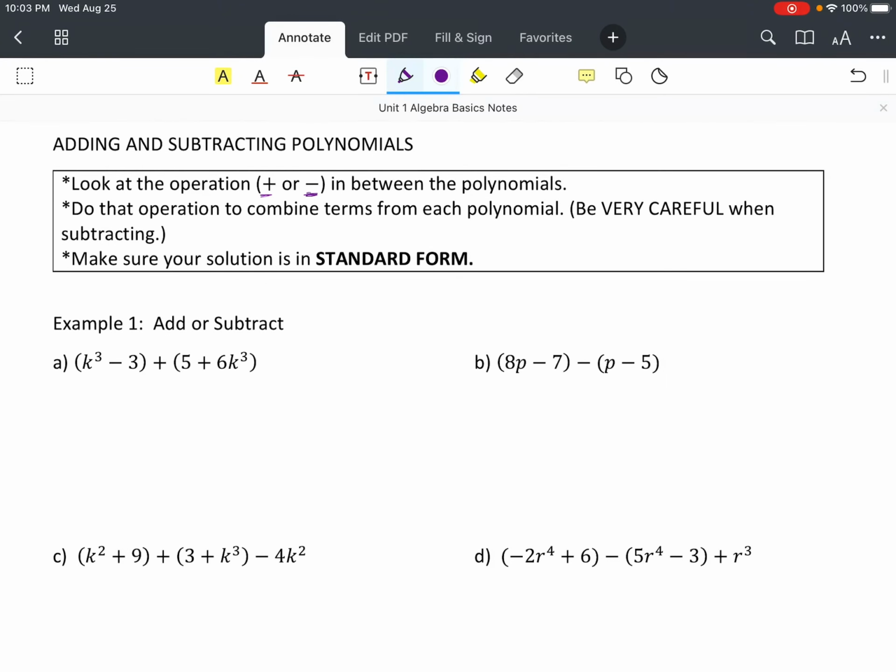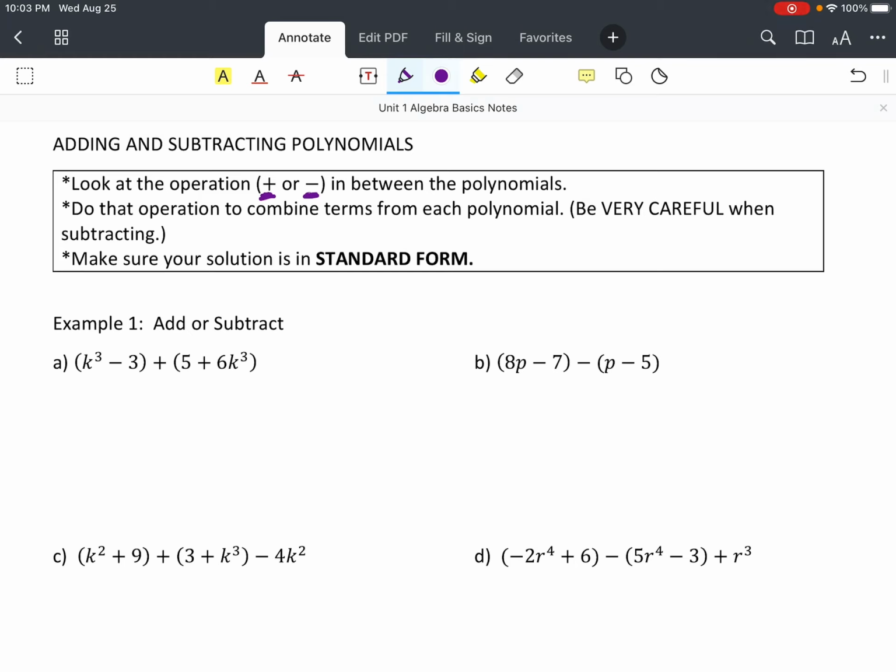In this video, we are going to be talking about operations with polynomials. First, we are going to begin with adding and subtracting polynomials. The first step is to look for the operation. To make sure that we know if we are adding or subtracting, you find it in between the polynomials.